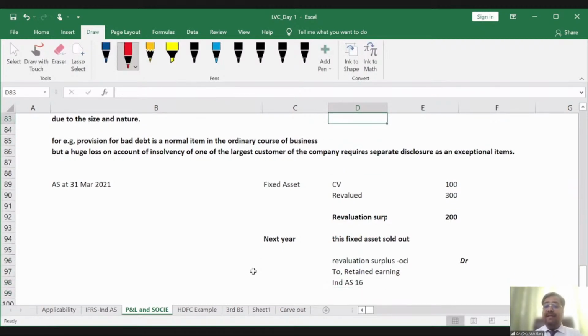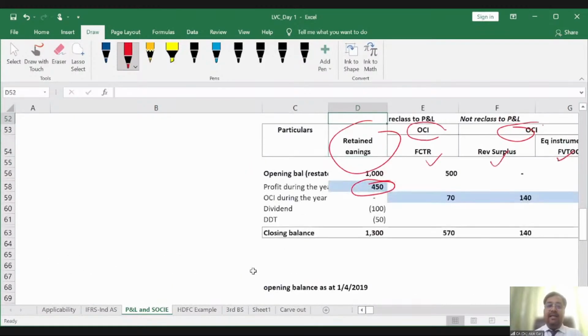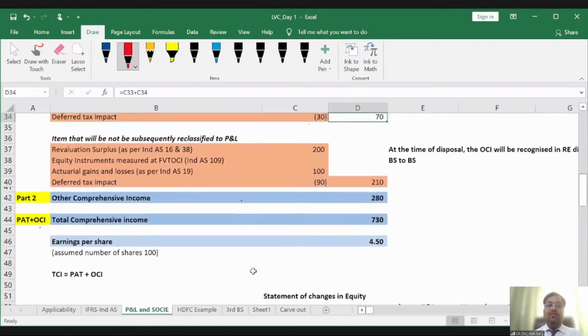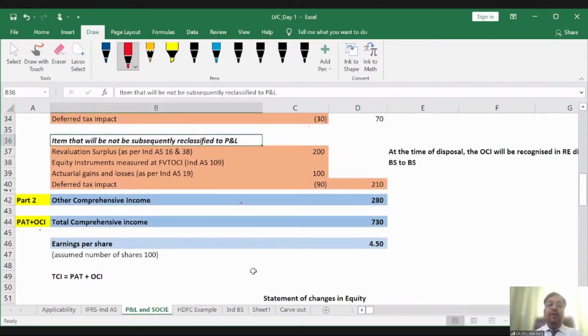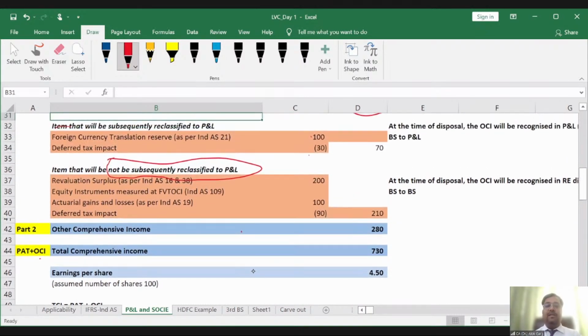Right? So friends, hence, this item of revaluation surplus has to be shown as an item that will not be subsequently reclassified to P&L. So friends, there are 8-9 items which are given as OCI items. You have to learn those items, right? As per the respective Ind AS, there are 8-9 items, and some items will be reclassified to P&L, some items will not be reclassified to P&L. Okay. So revaluation surplus is an item which will not be reclassified to P&L.